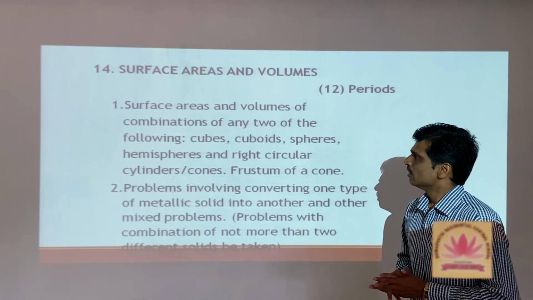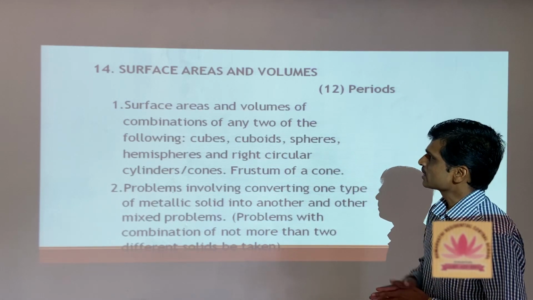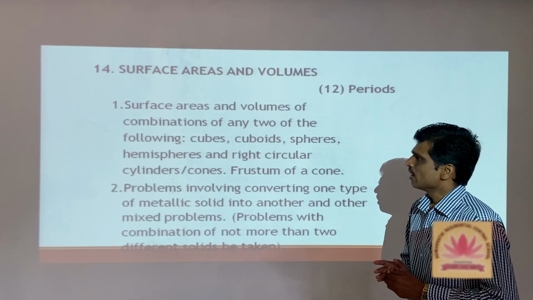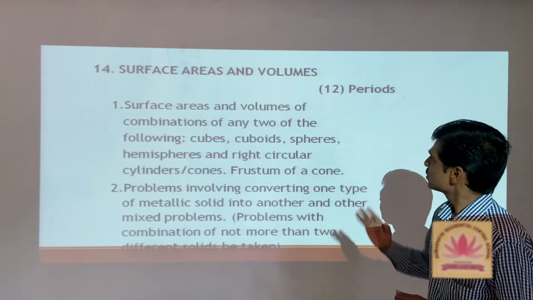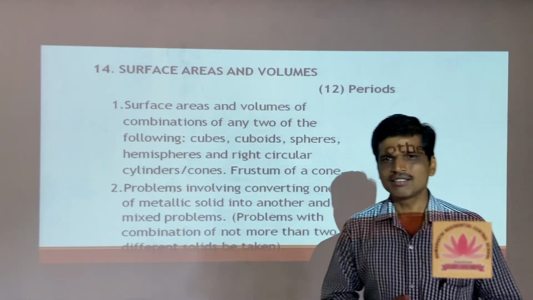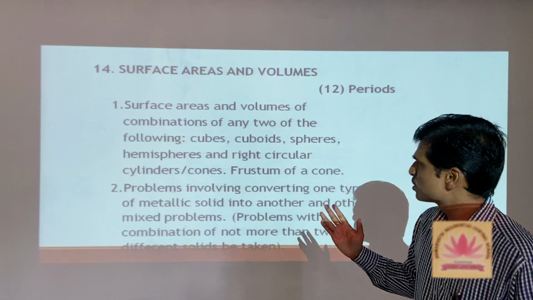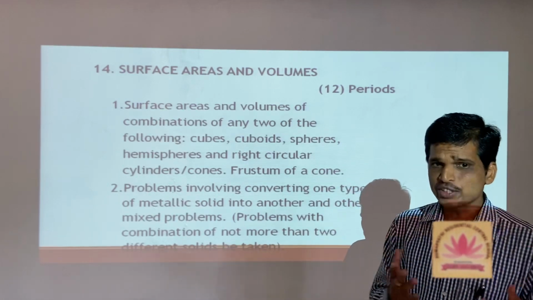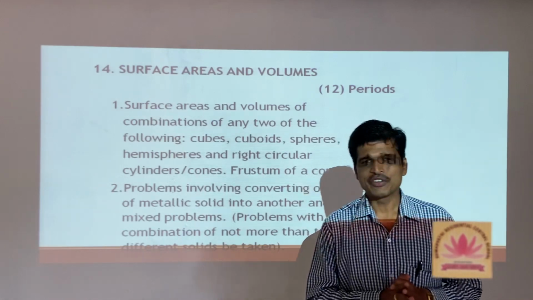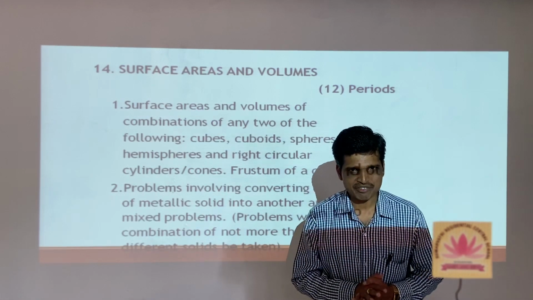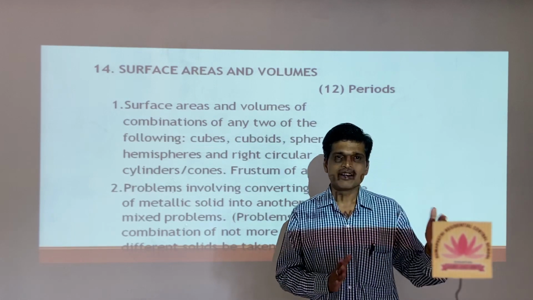And the unit number 6, mensuration. As you know, mensuration involves various concepts, especially the major concepts like perimeter, area and volume. In the same way, here we are going to discuss the areas related to circles first. It requires at least 12 periods.